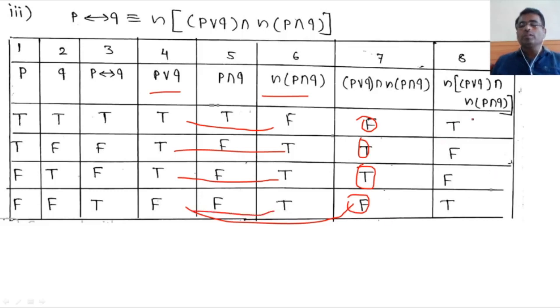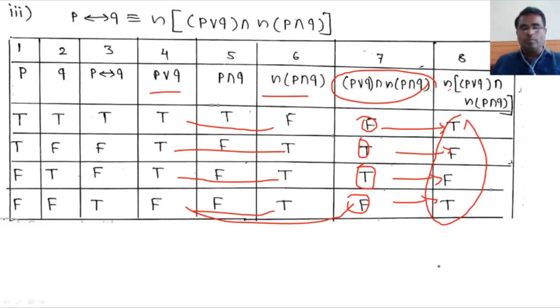Now we have to consider the negation of this whole bracket. This is your bracket and we have to consider its negation. So false changes to true, true changes to false, true changes to false, and false changes to true. So you have true, false, true, true.